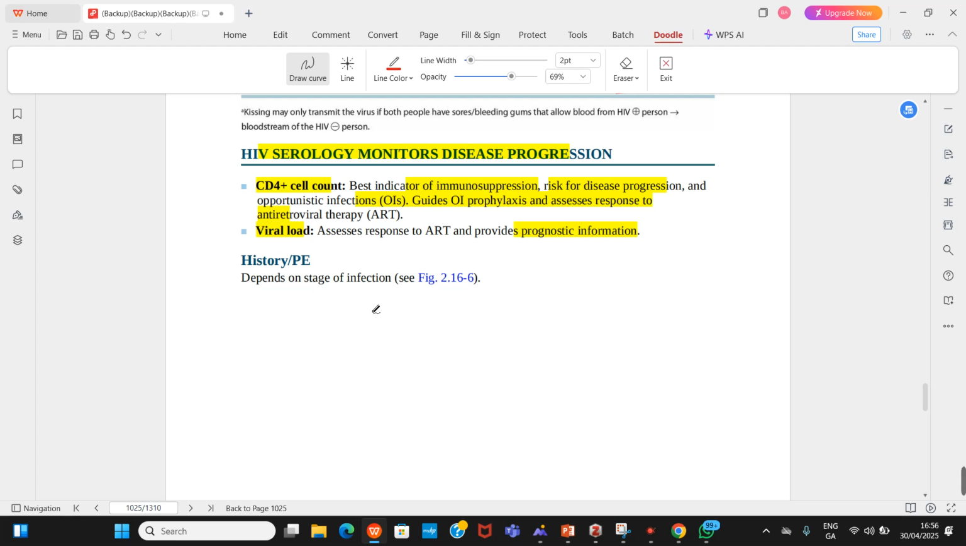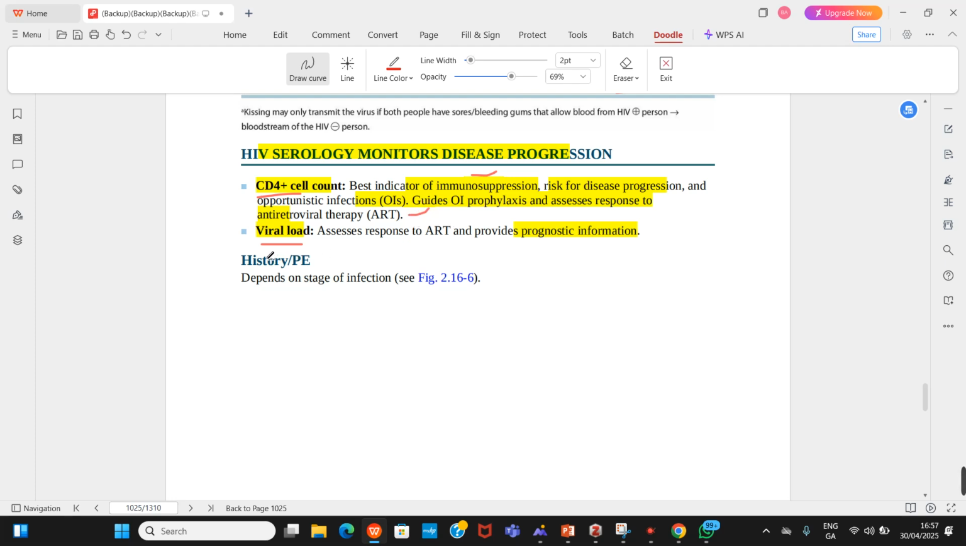So what are the things we use to monitor disease progression? You can do the CD4 count, you can do the viral load. CD4 count can tell you the risk of immunosuppression, how badly immunosuppressed the person is. You look at the CD4 count: what's the risk of the HIV progressing to a much more severe problem, like having opportunistic infection and all those things. CD4 count will tell us that, and it also tells us if we need to give some prophylaxis against some of these infections, and also how well the person is responding to the antiretroviral therapy.